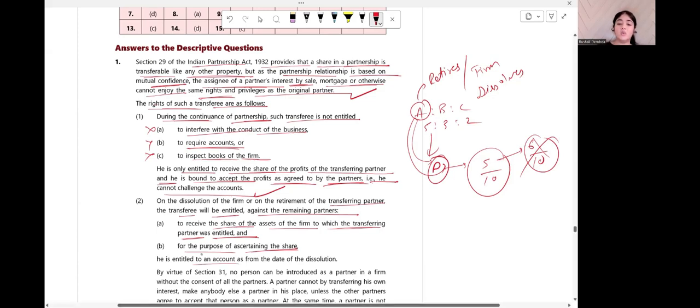He is entitled to an account as from the date of dissolution. So when the dissolution happens, P's account will be created in the books of accounts, and whatever money is to be transferred to A, that will be transferred to P.